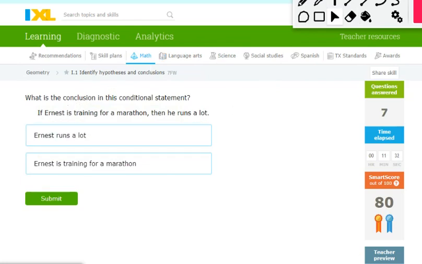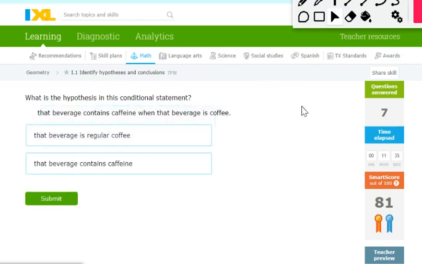Oh, this one is if-then, so we can skip along. I'll probably do a couple more examples and that's it. We're looking at hypothesis, so we're going to turn this into an if-then statement. If the beverage contains caffeine, then that beverage is coffee. I can't say the word beverage. Okay, beverage. So if it is coffee, then it contains caffeine. So if the beverage is coffee, then it contains caffeine. Caffeine. Spell that. Oh, there it is. Okay.